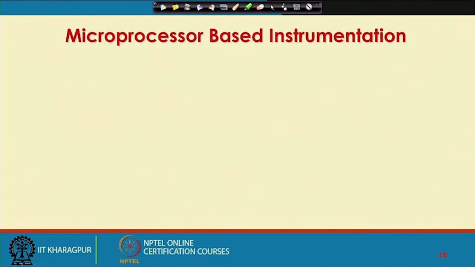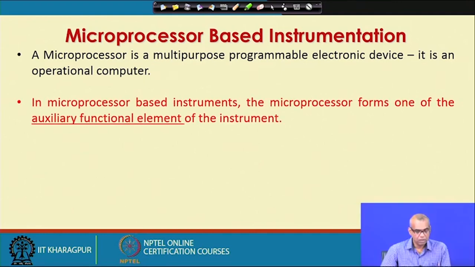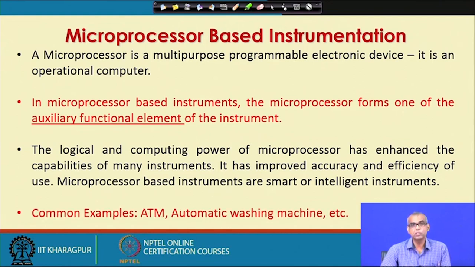Let's now very briefly talk about microprocessor based instruments. A microprocessor is a multipurpose programmable electronic device. It's actually an operational computer. In microprocessor based instruments, the microprocessor forms one of the auxiliary functional elements of the instrument. We have talked about various functional elements of an instrument. The logical and computing power of the microprocessor has enhanced the capabilities of many instruments. It has improved accuracy and efficiency of use. Microprocessor based instruments are known as smart or intelligent instruments. Common examples are ATM, automatic washing machines, etc.